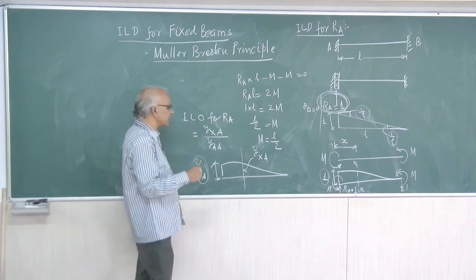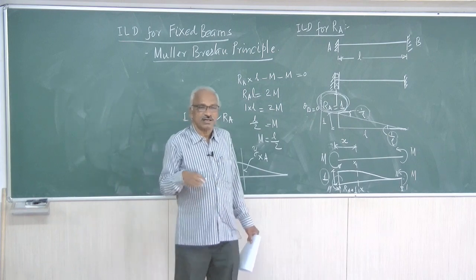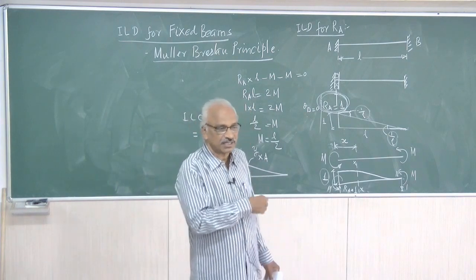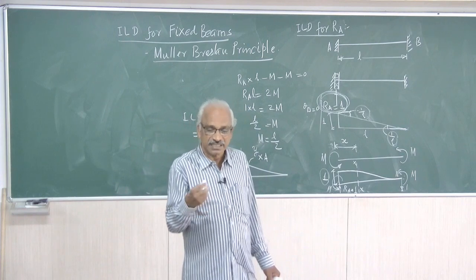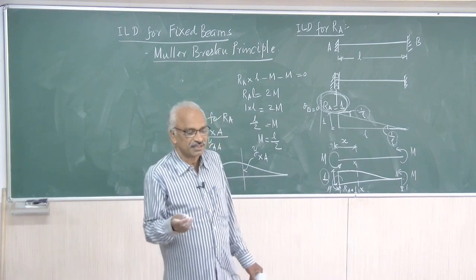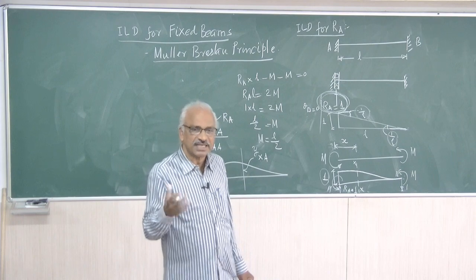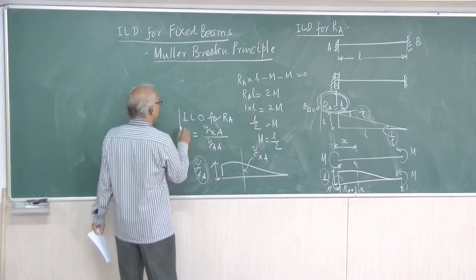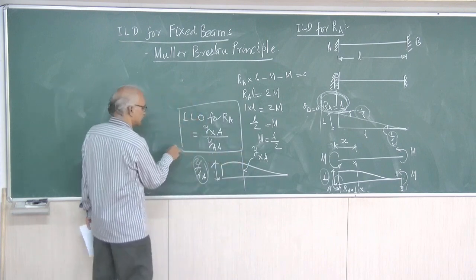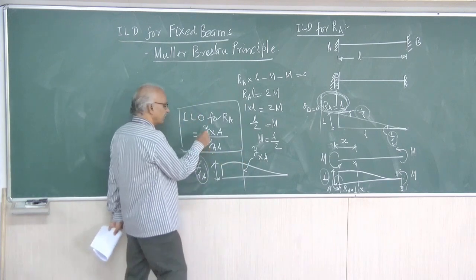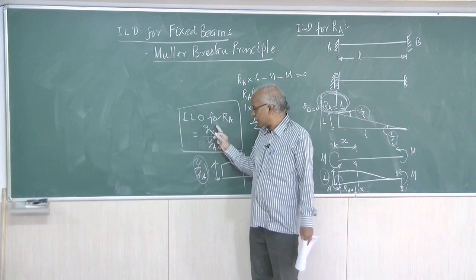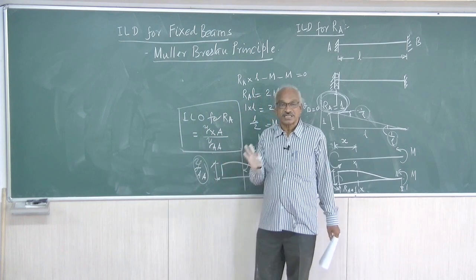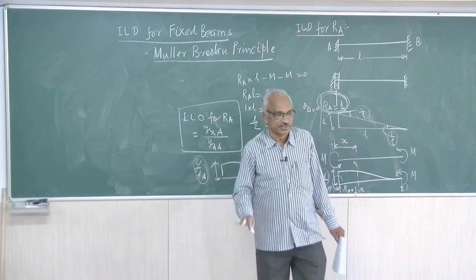In some books it is given using the conjugate beam method. Compared to the conjugate beam method, the double integration method is comparatively easier. This is the Muller-Breslau principle. We want the value of the deflection at some point, so for the deflection at point A we want these values. This is Muller-Breslau's principle, that's all.